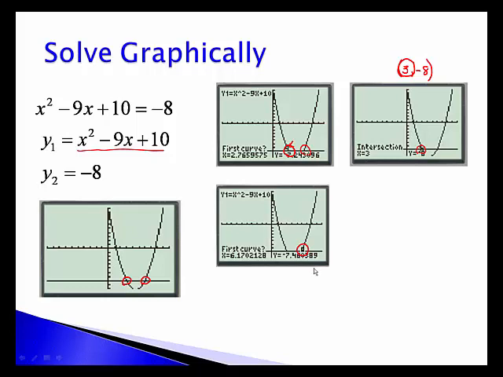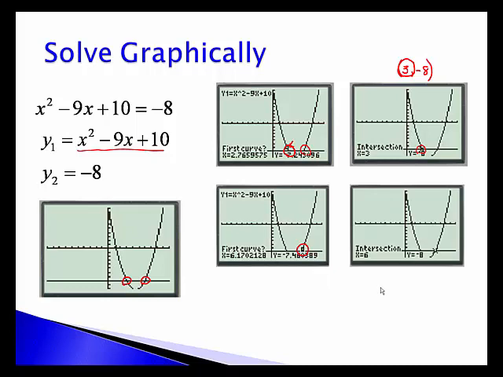When you hit enter, it will say second curve. Place it again close to that intersection. When you hit enter again, it will say guess. And when you hit enter one more time, you find the second intersection. What this is telling you is that the second intersection is 6, negative 8. That's what it tells you right here on the screen, and this is the part that I'm interested in.